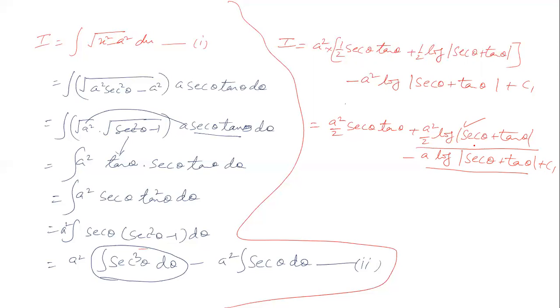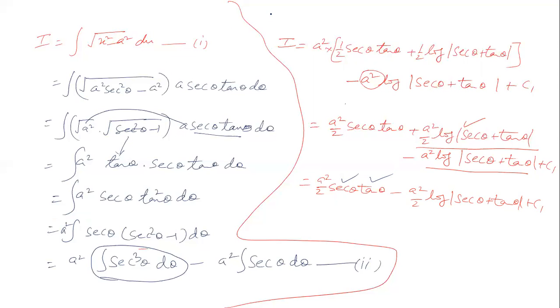Adding these two, a square upon 2 log sec theta plus tan theta minus a square log sec theta plus tan theta, it is minus a square upon 2 log. Adding these two, you will get a square upon 2 sec theta tan theta as it is, and it would be minus a square upon 2 log of sec theta plus tan theta plus C1. Now substituting the value of sec theta and tan theta.